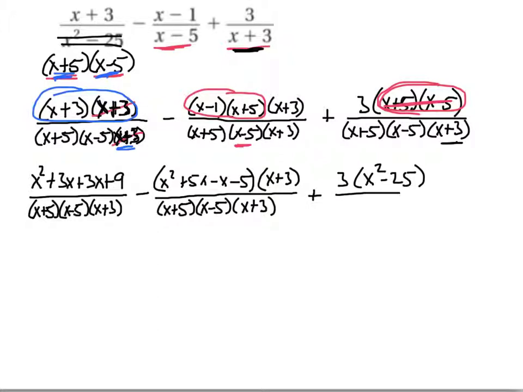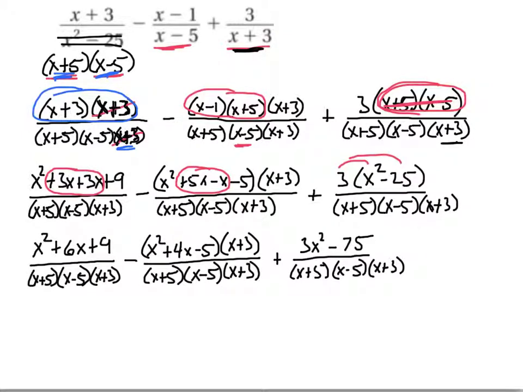And this is also over our common denominator. Okay, so still working. We need to do some simplification. I can combine like terms here, and I can combine like terms here, and I can distribute this 3. So I'm going to take a moment from the video, pause here, and go ahead and write that out.